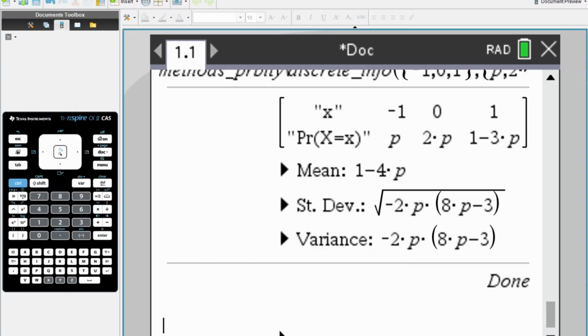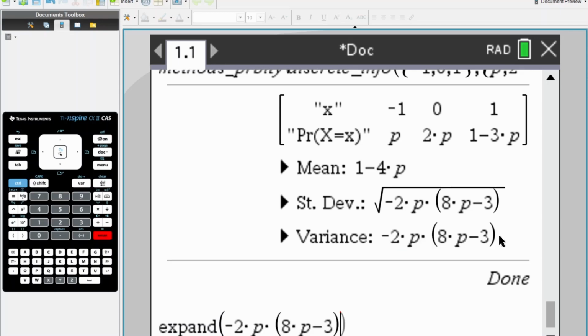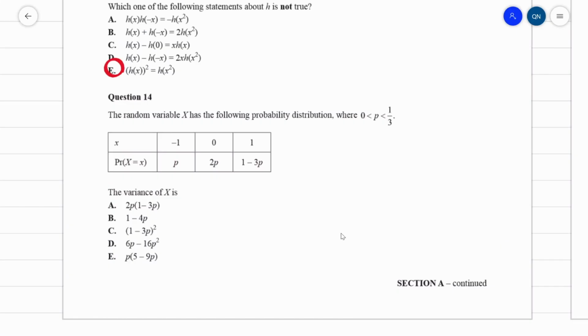Maybe we need to expand it a little bit. So I'll expand. I'll grab this over here. And it's 6p minus 16p squared, so it's going to be D.